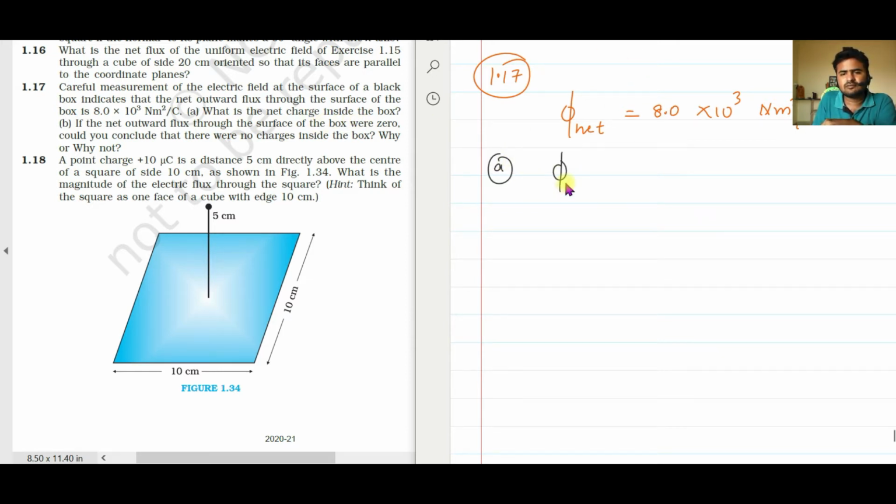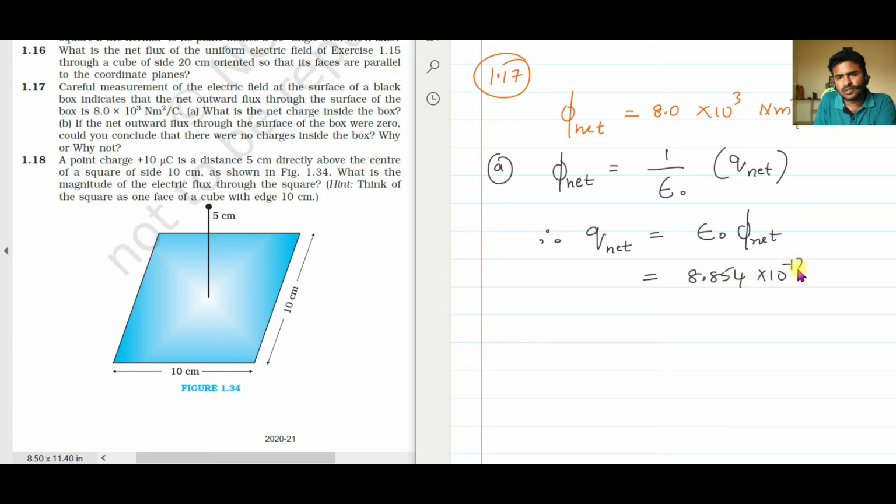I know that by Gauss law, the net flux is 1 by epsilon naught times the net charge. We already know this. Therefore the net charge is going to be epsilon naught times the net flux, right? Epsilon naught is 8.854 into 10 to the power of minus 12, into the net flux, which is 8 into 10 to the power of 3. Upon calculating, you will get 70.83 into 10 to the power of minus 9 coulomb, right? So that is going to be the answer for sub question A. Very simple.